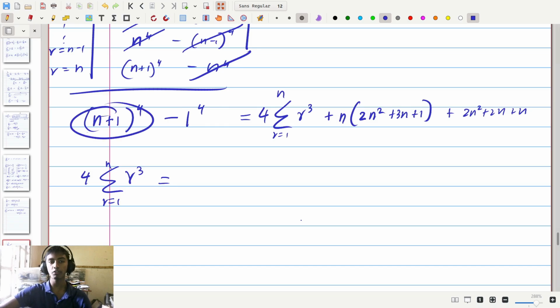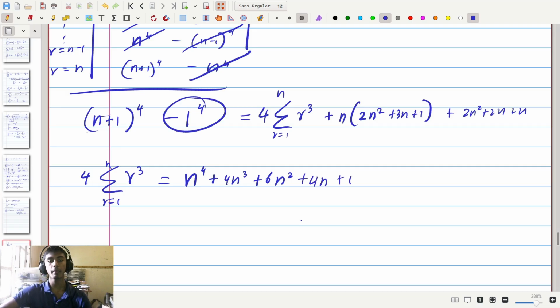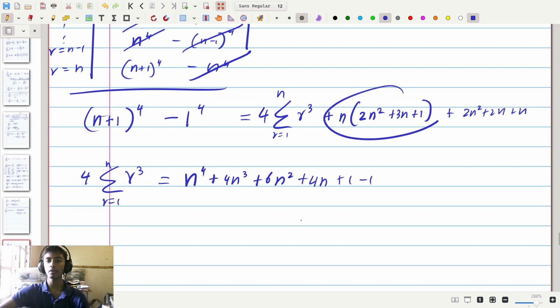If we expand n plus 1 to the power of 4, it is going to be n to the power of 4 plus 4n cubed plus 6n squared plus 4n plus 1. And then there's going to be a minus 1. And then there's going to be all of this stuff minus and all of this stuff minus. Expanding this stuff out, we can see we have minus 2n cubed minus 3n squared minus n, and here we have a minus 2n squared minus 2n and another minus n.